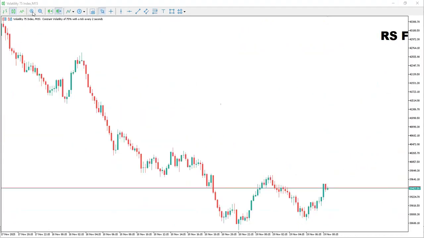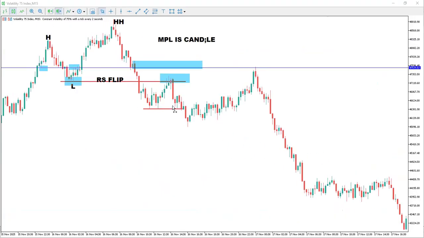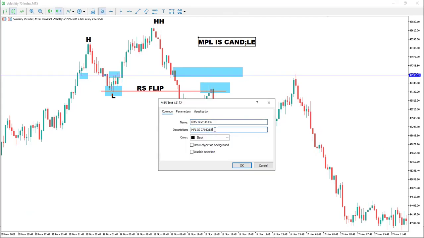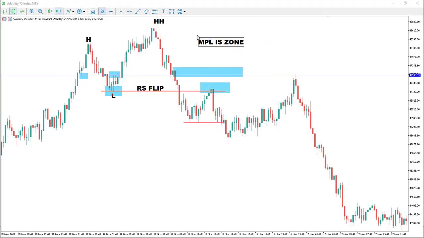So guys, after you have located your MPL level, that is your candle, the next thing you want to check for is the market pulling back to your MPL level. So look for your CP, which is your compression. So this is my MPL. Let me call it the MPL zone. That is the candle there. And the next thing is to look for your compression.